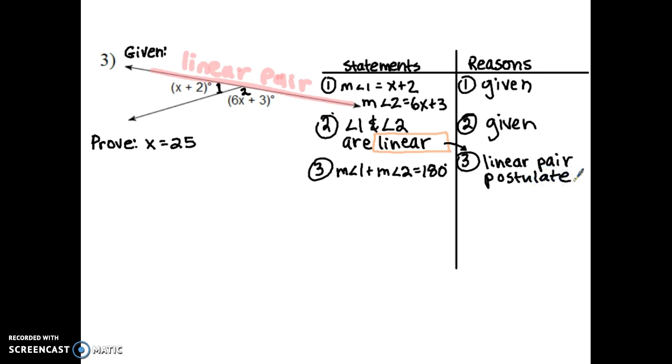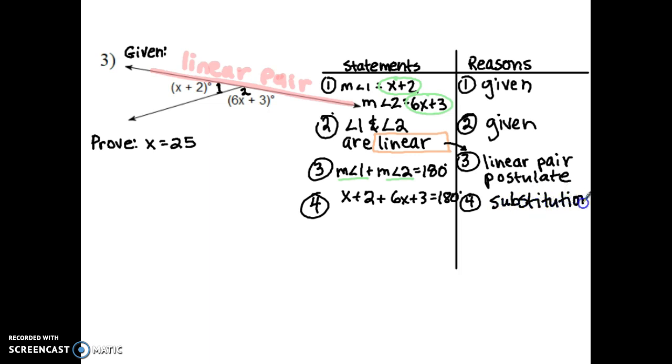And now I can go ahead and look at what I own here. Angle 1 is x plus 2. Angle 2 is 6x plus 3. I'm going to substitute those values for these. So x plus 2 plus 6x plus 3 equals 180. Substitution is what I used.